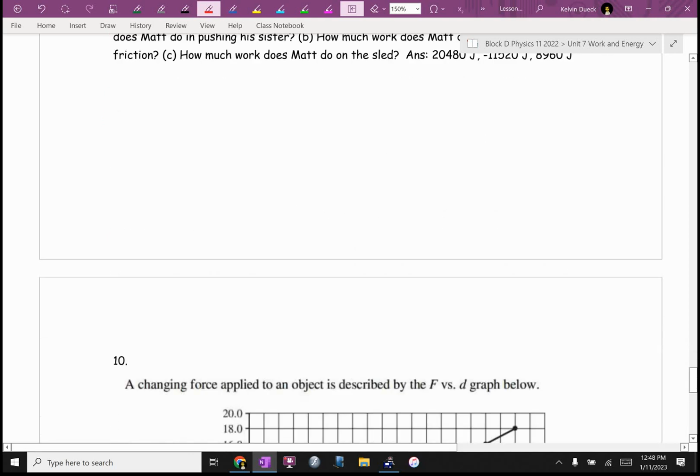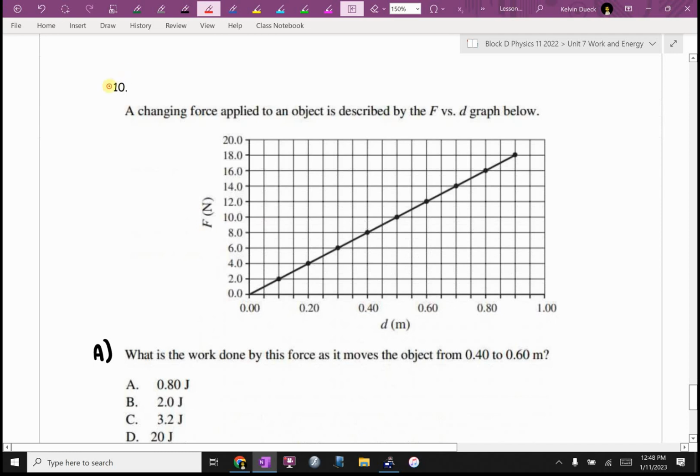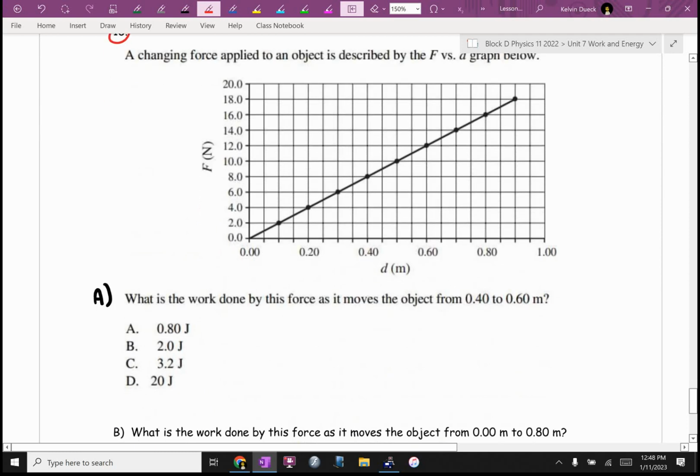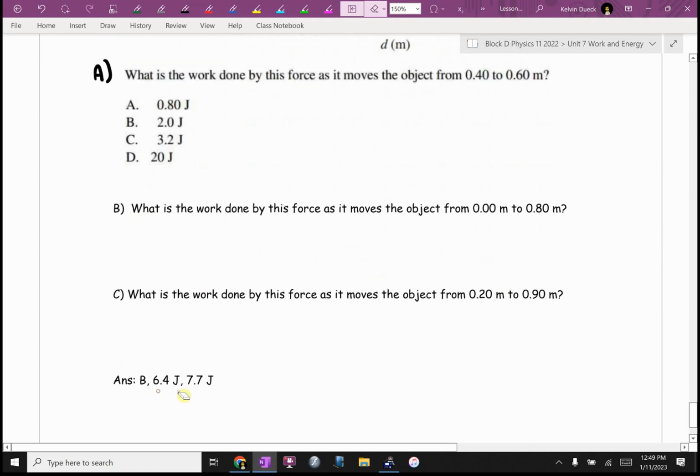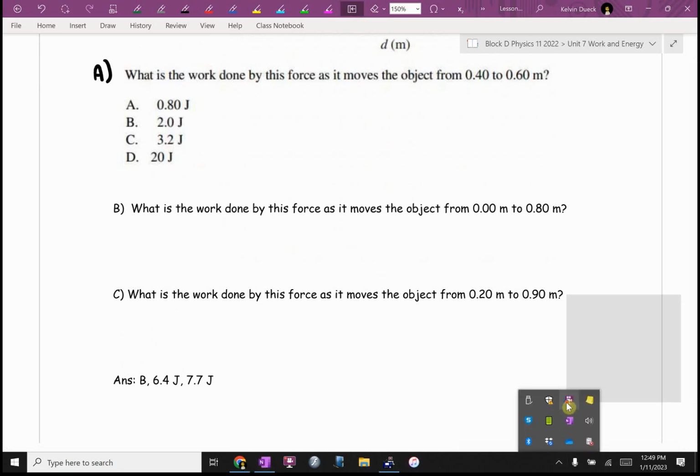Okay. Number 10 is the area question on the next page. So if you look, part A wants the work done moving from point 4 to point 6. Don't write this down, look up. That's going to be that area. Then part B wants the work done moving from 0 all the way to point 8. That's going to be this area, which is just a triangle, base times height divided by 2. And then there's a part C. The answers are at the very, very bottom here. Okay? But first, put your pencils down and look up.